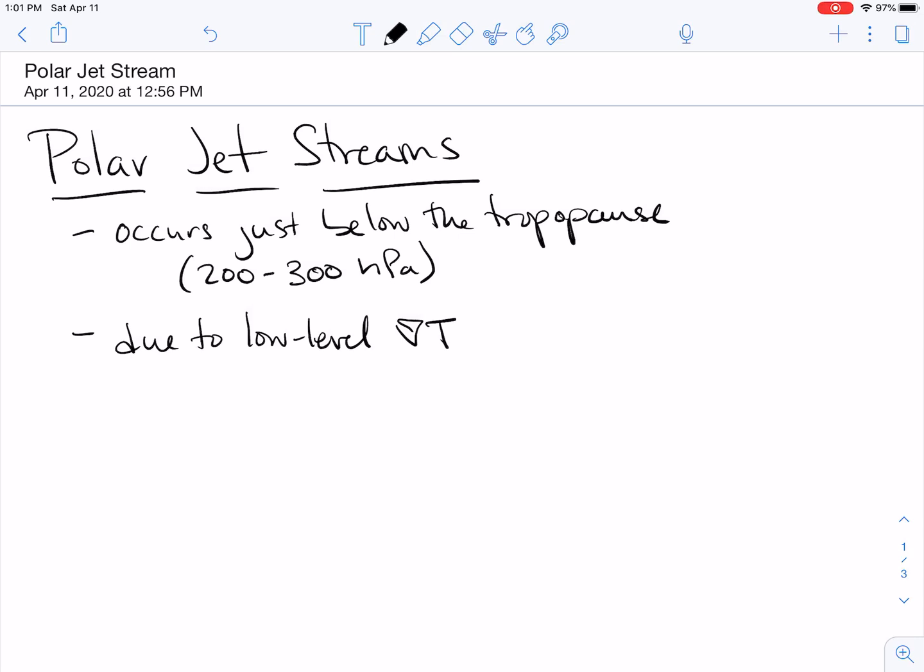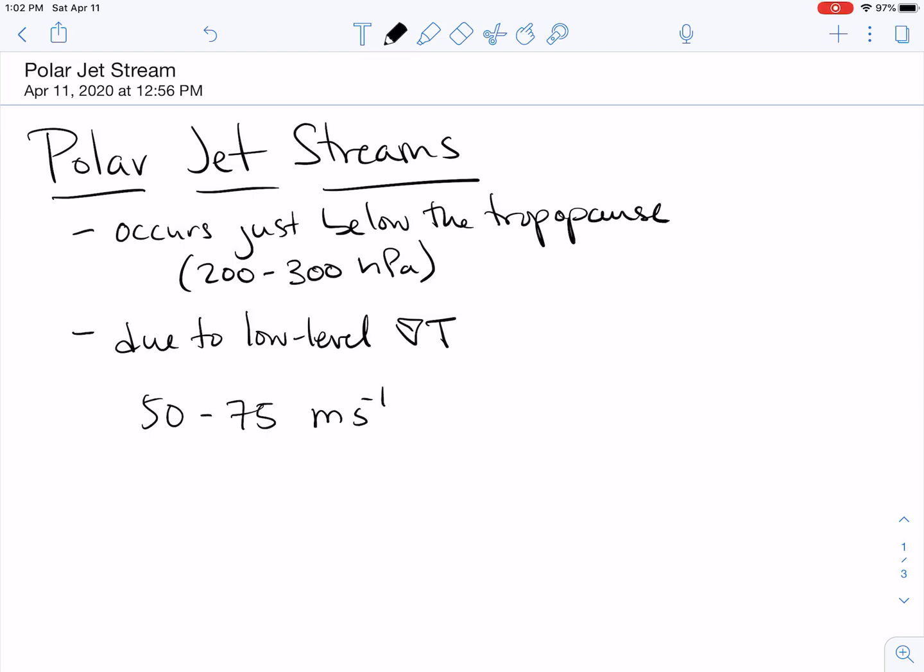And so one way to distinguish a polar jet stream from other jet streams we'll talk about in different videos is understanding whether or not a jet stream is associated with a strong low-level temperature gradient. Our polar jets can have wind speeds on the order of 50 to 75 plus meters per second. They can get much stronger during our winter months when we tend to have the strongest possible jet streams.